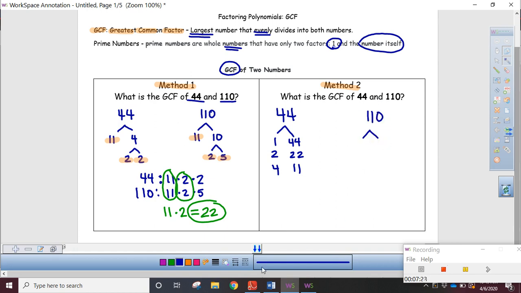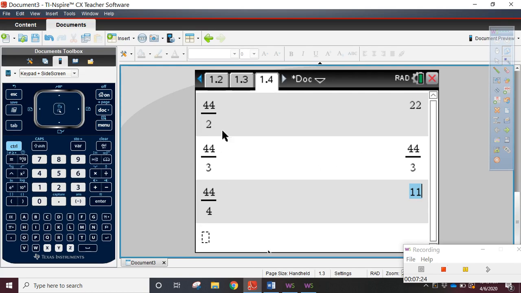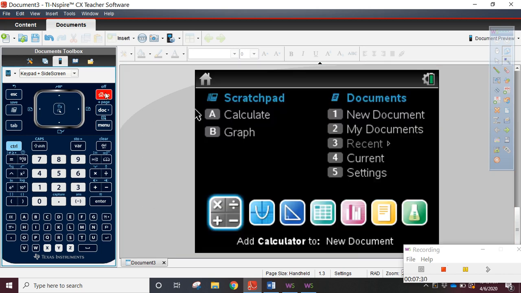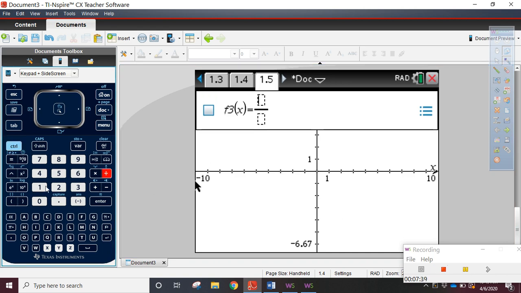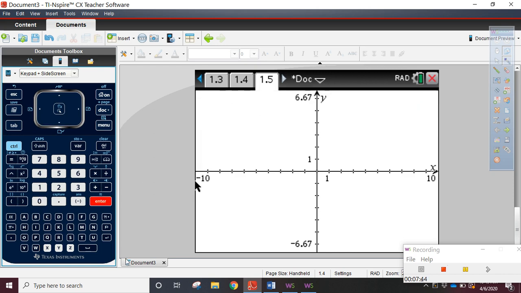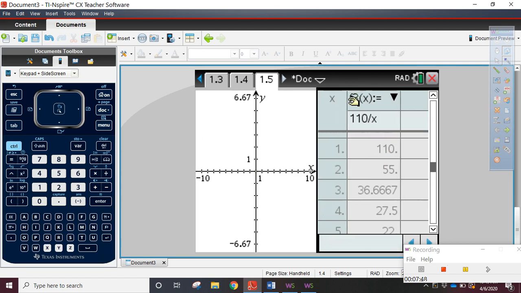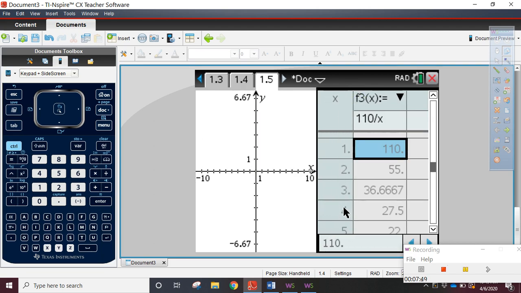Now, I also wanted to show you something that you might have been shown back when we were in school. To find the factors of a number, you can actually graph the number. If you downloaded the software for our TI Inspire, you can use this method as well. You put 110 divided by x, and you press enter. Then we go to our table, which is Control-T, and the table will actually list the factors of the number. Now remember, we are looking for whole numbers.